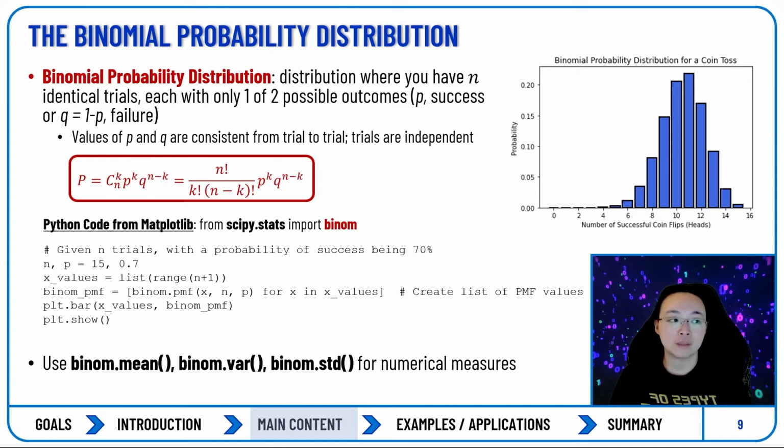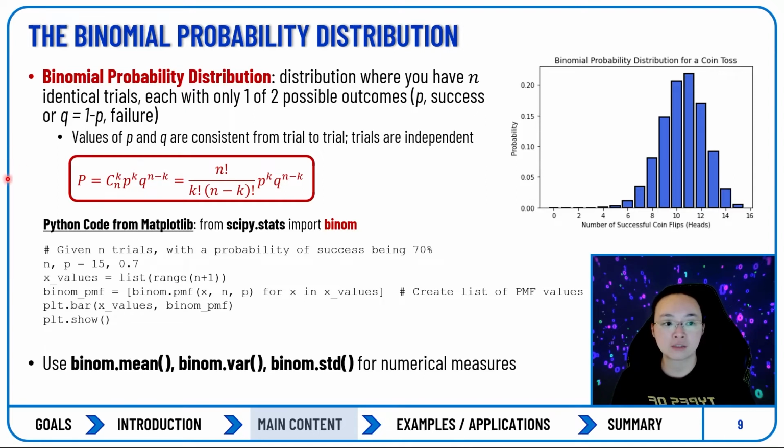Next, we can move on to the binomial probability distribution. The binomial distribution is very simple. It's a distribution where you have n identical trials, each with only one of two possible outcomes. When we have two possible outcomes, we simply say one is a success, one is a failure.